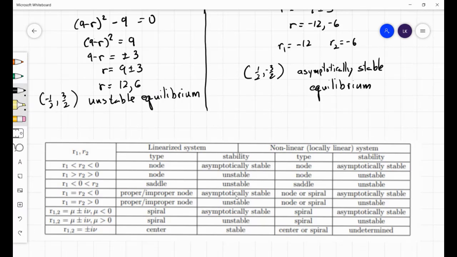So let's make sure we got that right. In the first case, both eigenvalues were positive, so we had an unstable, I should have said node as well. And for the second equilibrium point, we got two negative real eigenvalues. So that's an asymptotically stable, I should have said node.